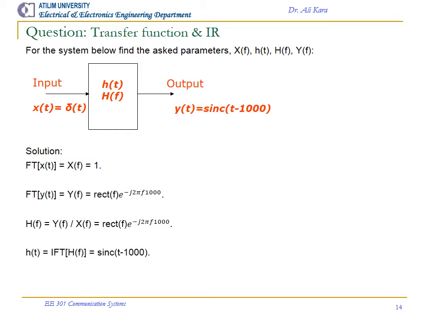Question: transfer function and IR. For the system below, find the asked parameters: X of f, h of t, H of f, Y of f. Solution: it is more convenient to find the H of f first, then find the impulse response h of t by taking its inverse Fourier transform.